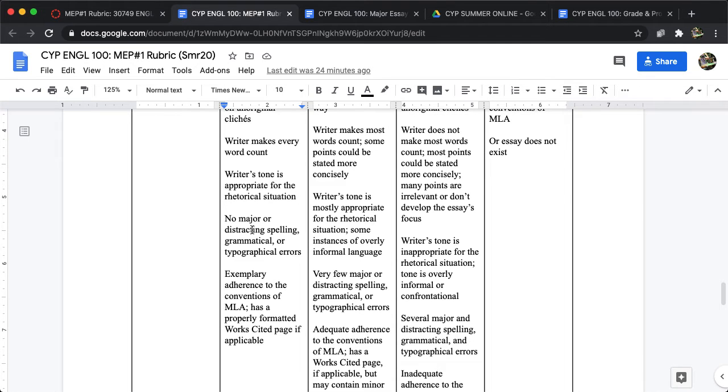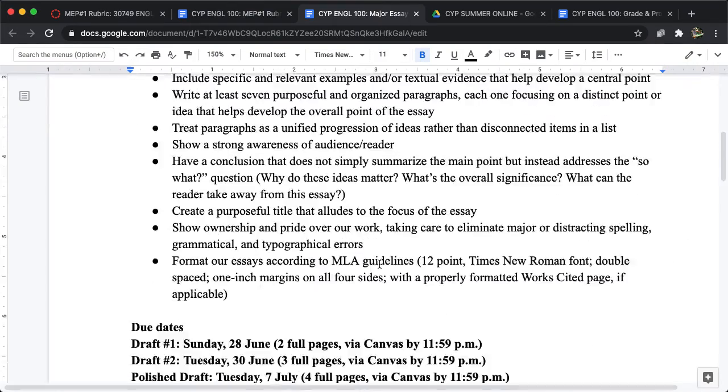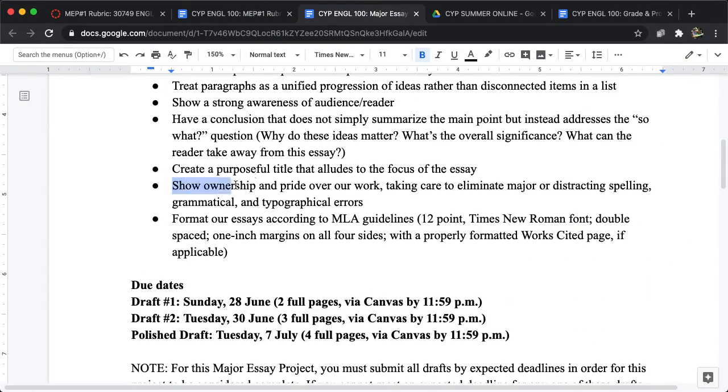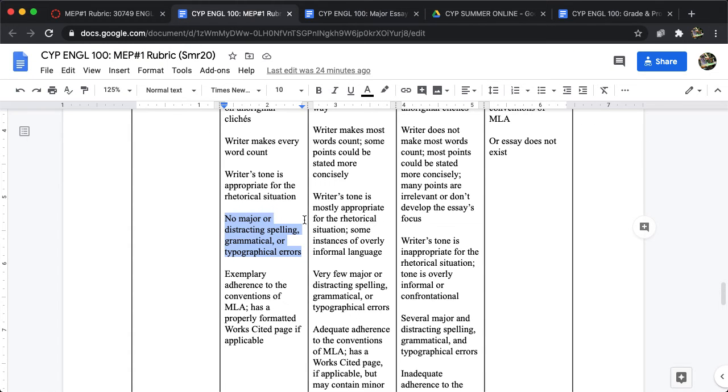No major or distracting spelling, grammatical, or typographical errors. So this is important. This goes into one of the challenges laid out in the prompt, to show ownership and pride over our work, taking care to eliminate major or distracting spelling, grammatical, and typographical errors. So remember, your piece of writing is a representation of you, whether you like it or not. So you want to make sure that the thing you're producing is going to be a good representation of the work you put into it, right? So it's important, so pay attention to that. So proofread, proofread, proofread, and proofread some more.